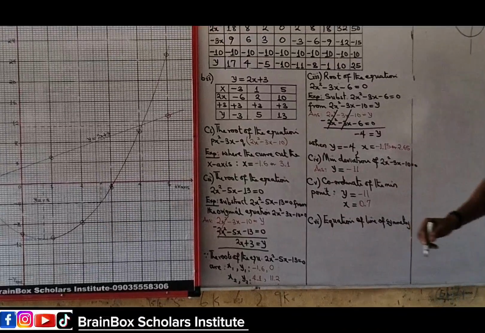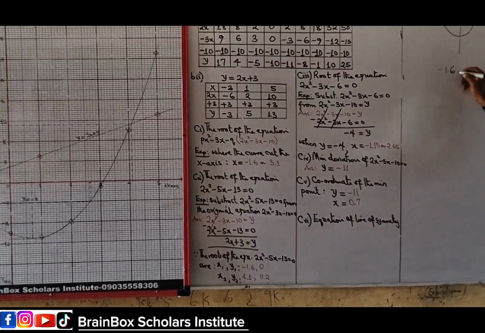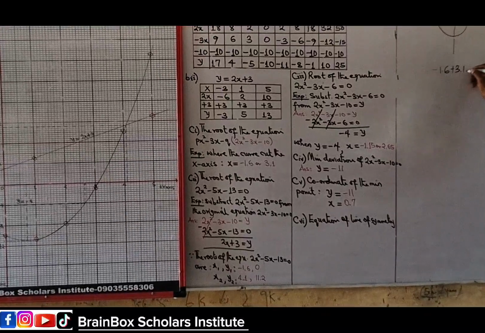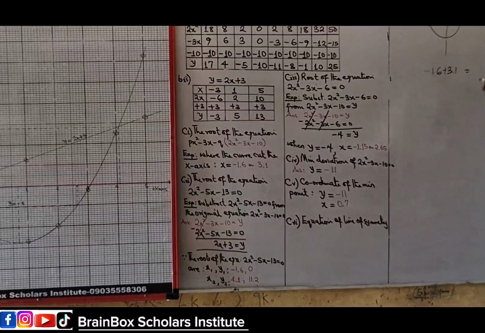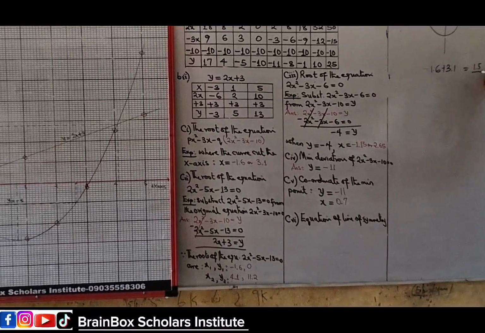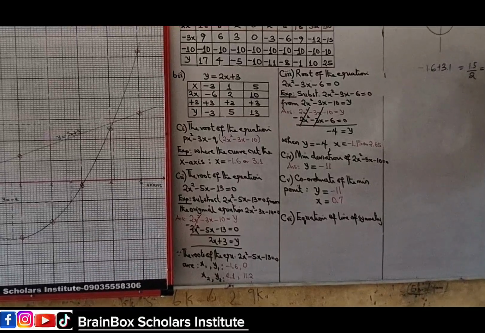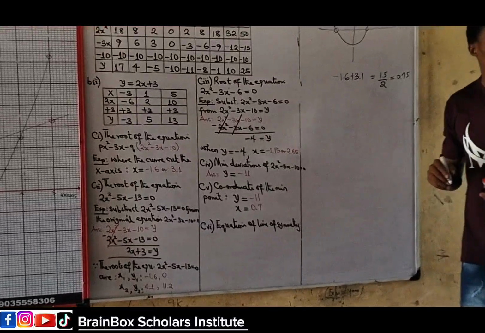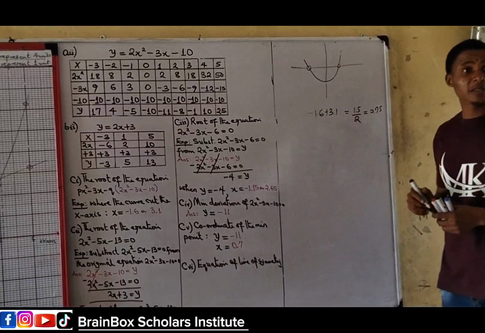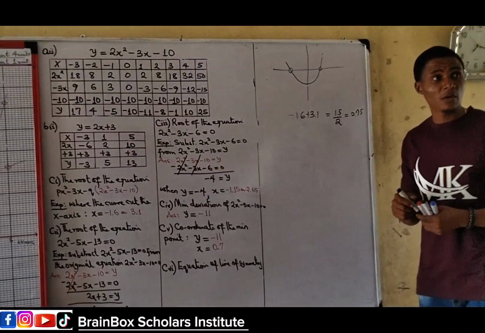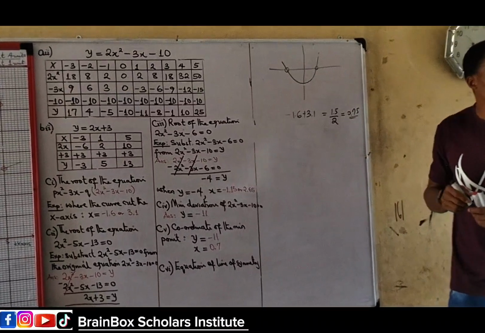Now someone should help me do the calculation. Minus 1.6 plus 3.1 is what? 1.1. Divide it by 1.8. Yes, 0.75. I know that 0.75 is the same thing as 3 over 4, right? Okay.